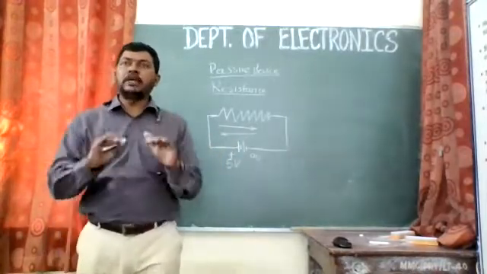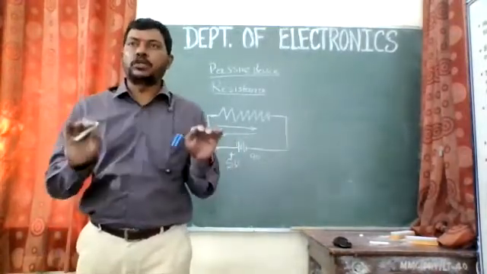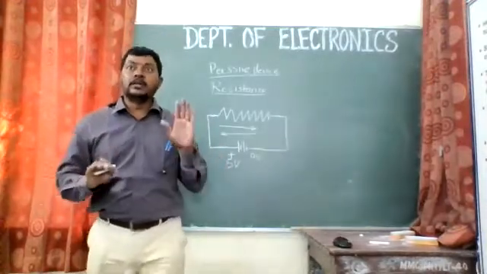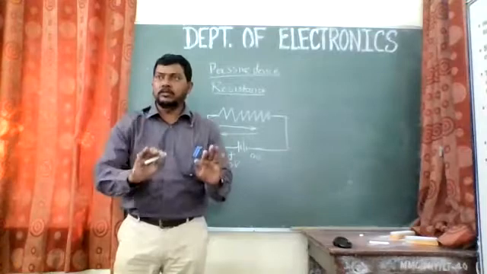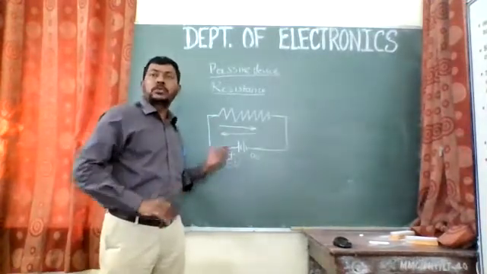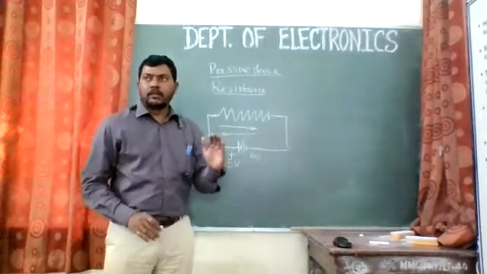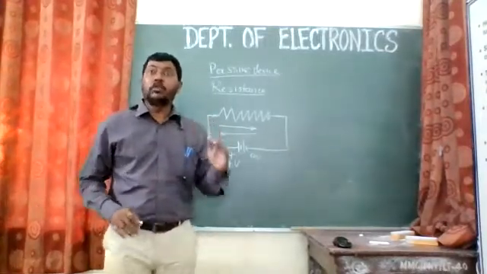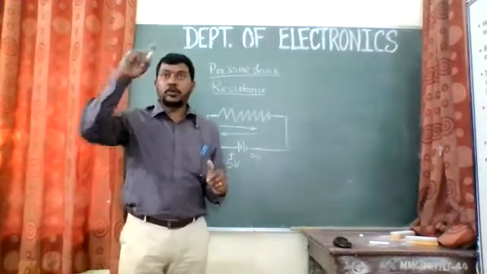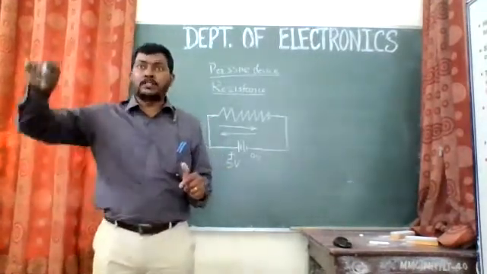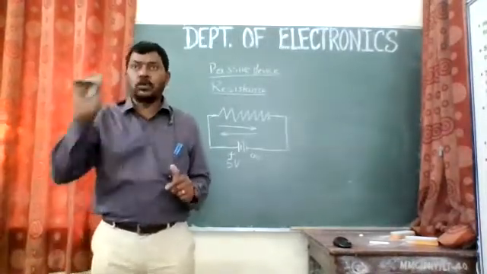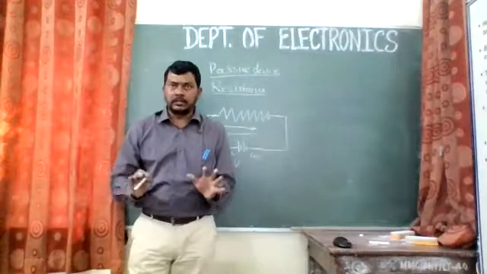DC means it remains constant, not fluctuating, not changing with respect to time. When I say it is a 5 volt DC, it is going to supply 5 volts only. But when I say it is 5 volt AC, it is going to switch from 0 to 5, -5, and then 0 again. So it is going to change. That is AC. We'll talk about this in depth in the coming class.